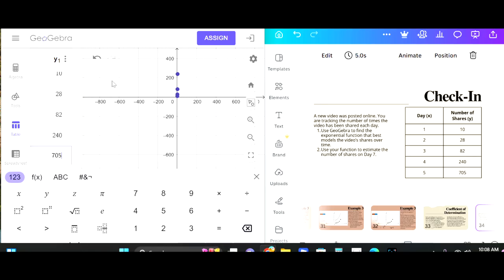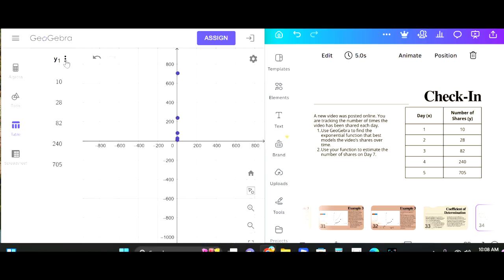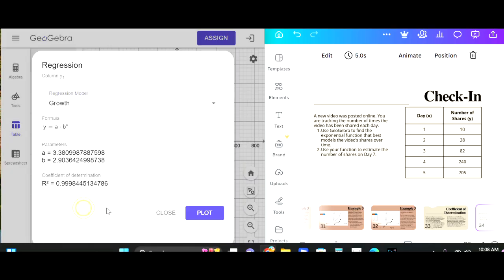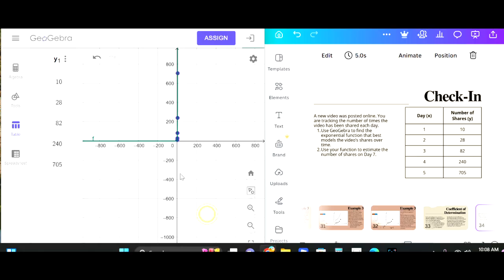So what we're going to do is go to regression, and we're going to put growth, not exponential. I learned my lesson. We're going to go plot, click on the line, and put show value, and there is our formula. Now we're going to use this function to estimate the number of shares on day 7.